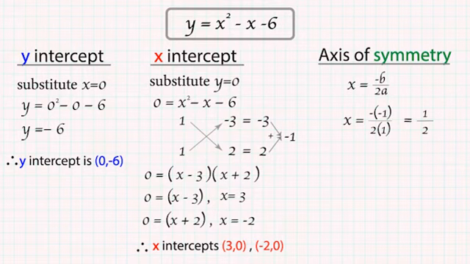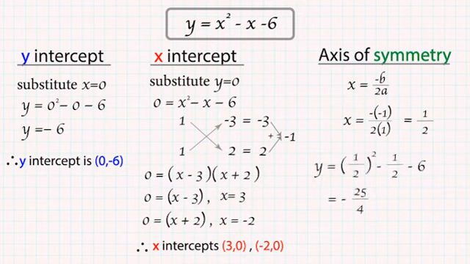The last feature we need to find is the vertex. This can easily be found by substituting the equation of the axis of symmetry into the quadratic equation, as the vertex is simply an intersection between the parabola and the axis of symmetry. So we get y is equal to -25/4. Therefore, the vertex has coordinates of (1/2, -25/4).